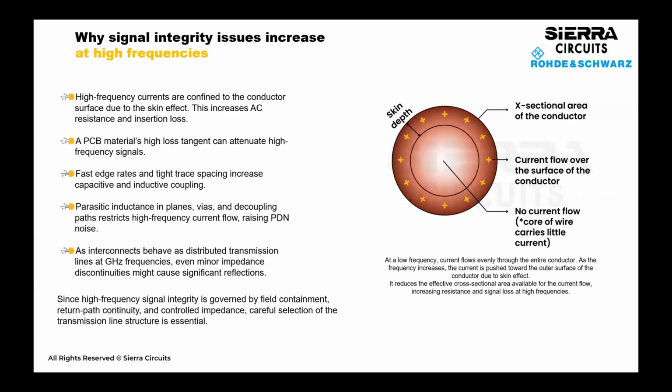Another significant reason: a PCB material's high loss tangent can attenuate high frequency signals. Fast edge rates and tight trace spacing increase capacitive and inductive coupling. Another important factor is the parasitic inductance in planes, vias, and decoupling paths, which raises the PDN noise.